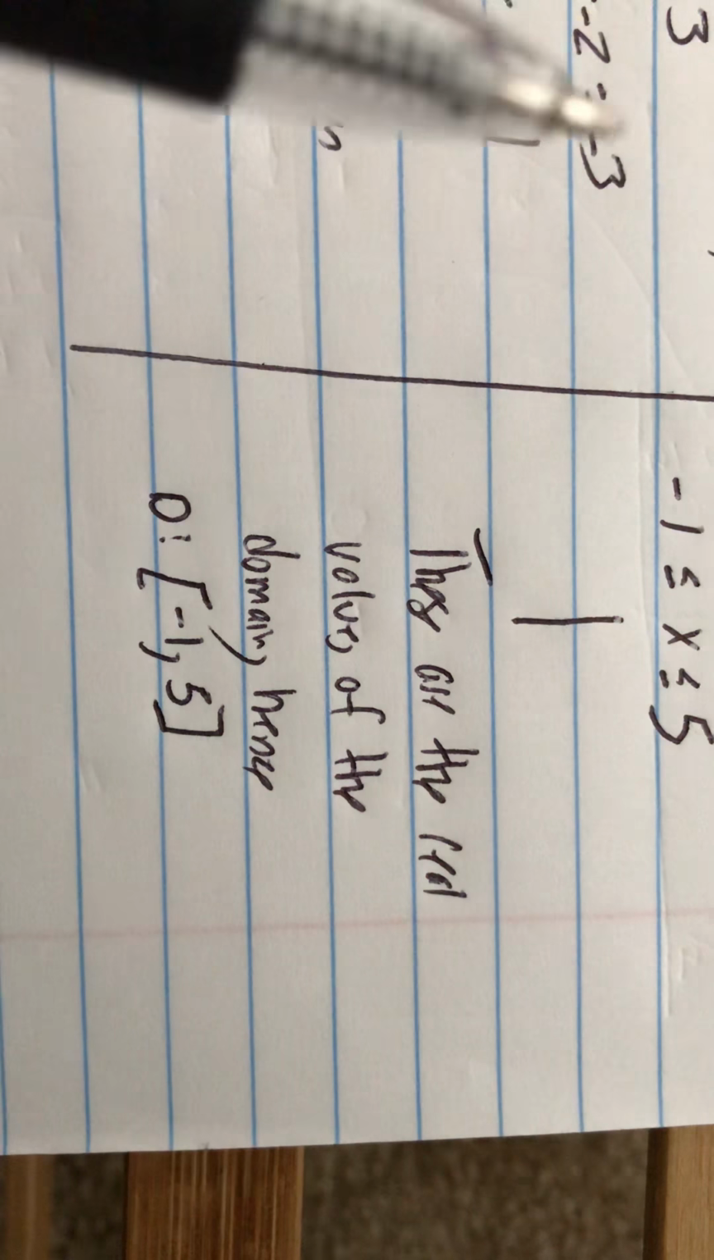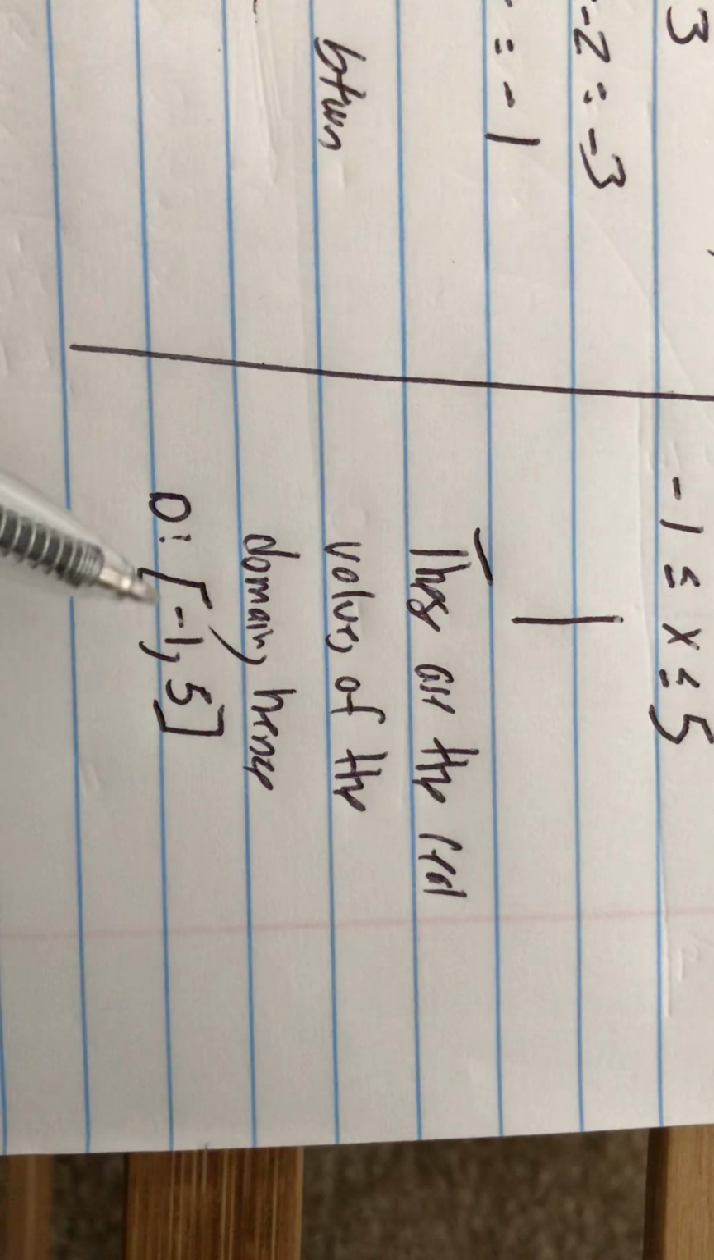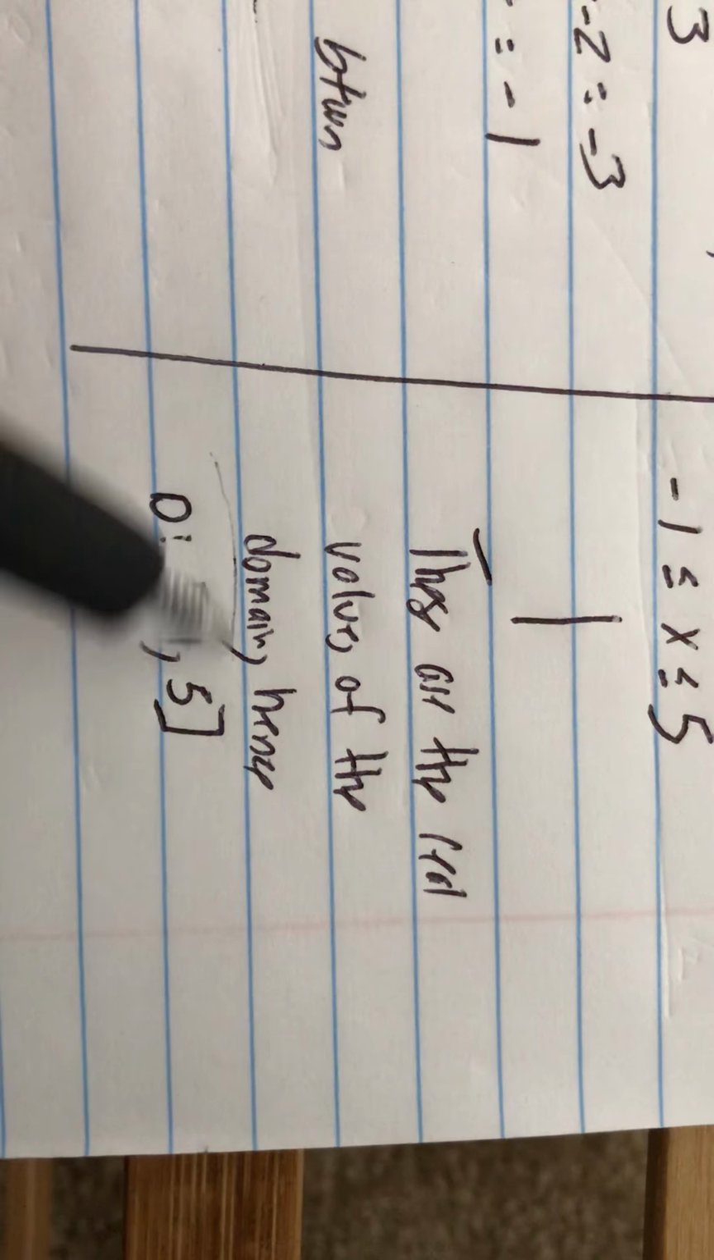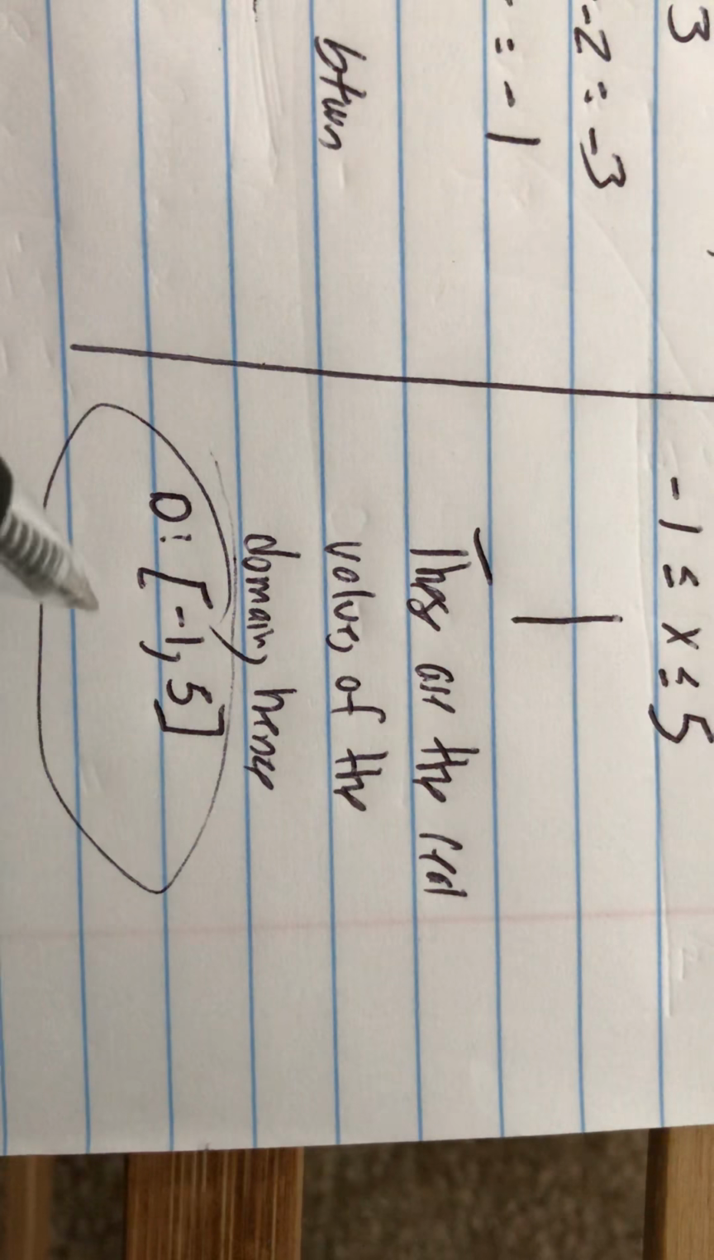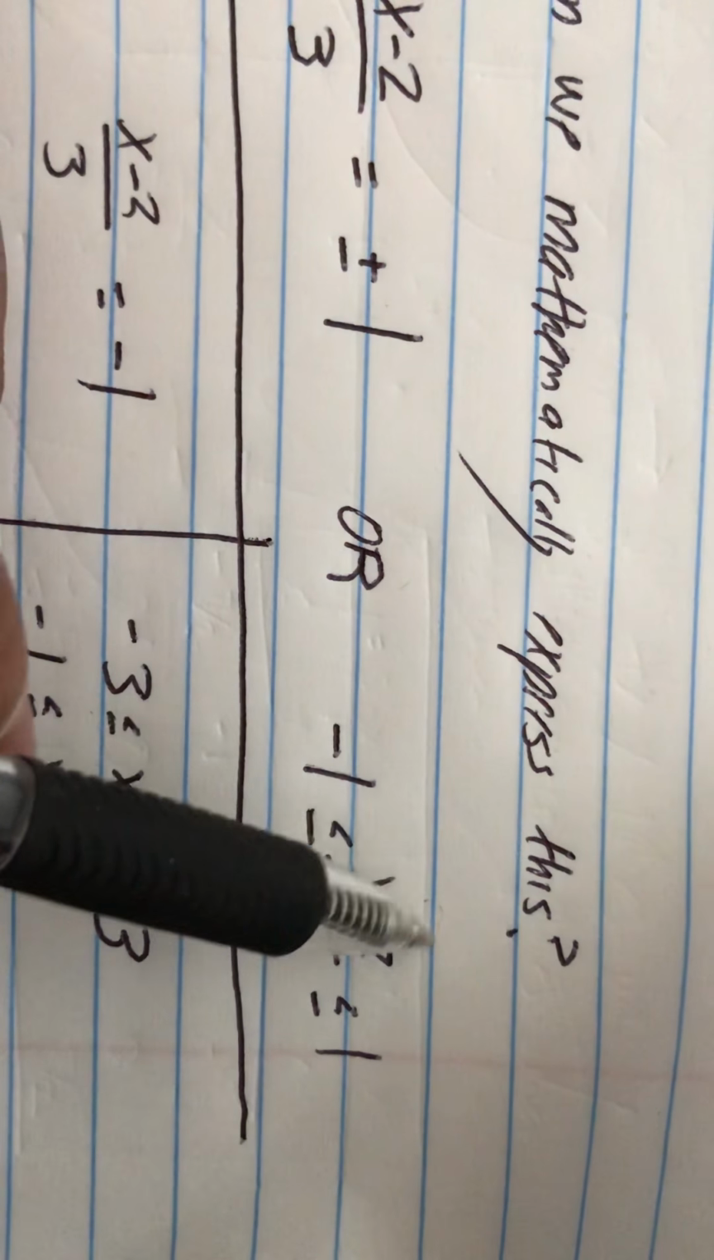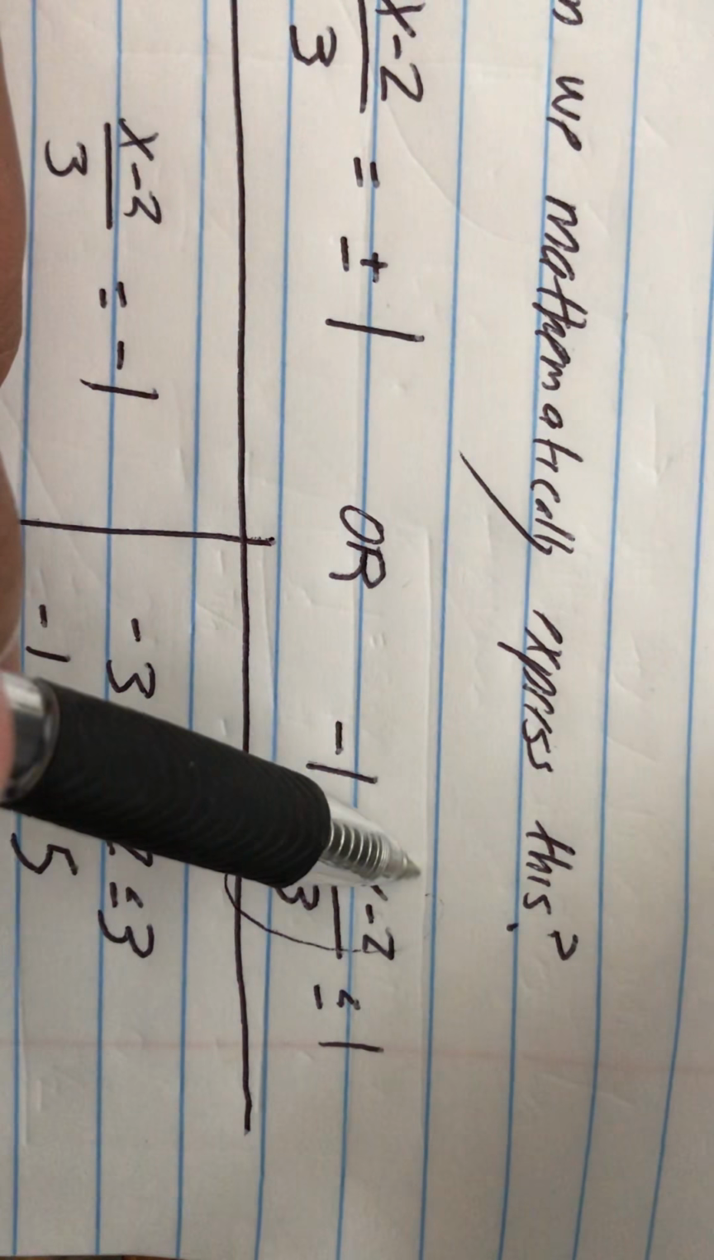So these are all the real values of the domain. Hence, the domain is equal to negative 1 to 5. So by understanding the basics of inverse trigonometry, you can actually figure out the domain just by understanding what this function is relative to what this new function is relative to the normal x value functions.